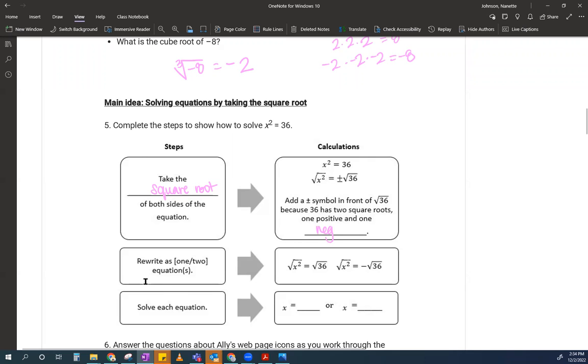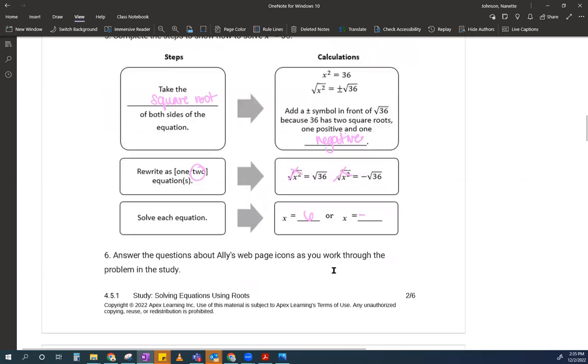Okay, so rewrite the two different equations. The square root of x squared equals the square root of 36, and the square root of x squared equals the negative square root of 36. These two undo each other. You guys would say, oh, it cancels it out, Miss Johnson. Yes, but we use the word inverse in math. So what is the square root of 36? That's 6. Good. What's the negative square root of 36? That's just negative 6, Miss Johnson. Exactly.